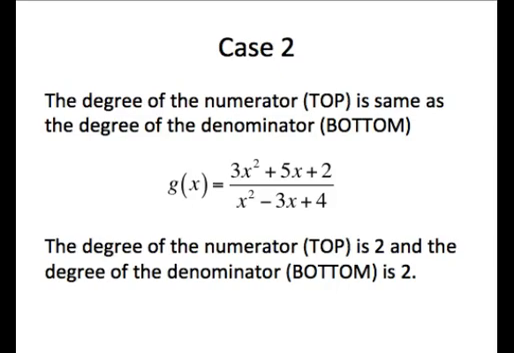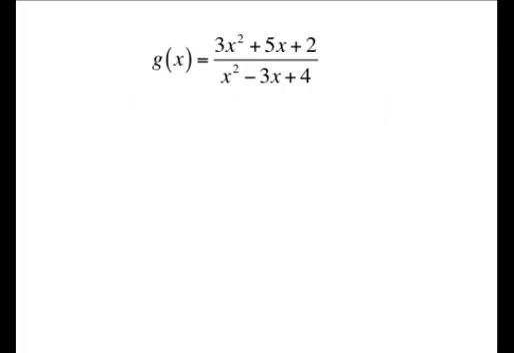Our next case is when they're the same. So for case 2, the degree of the numerator, the top, is the same as the degree of the denominator. So I have x squared on top, I have x squared on the bottom. Both of those are the same order. So if we have the same order, we will also have a horizontal asymptote. What will that look like?